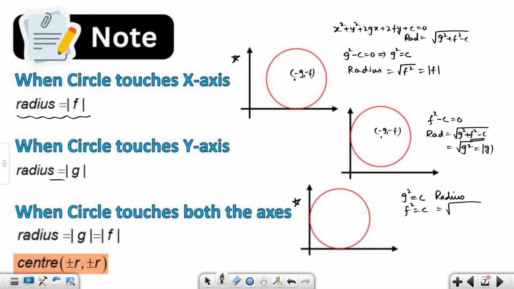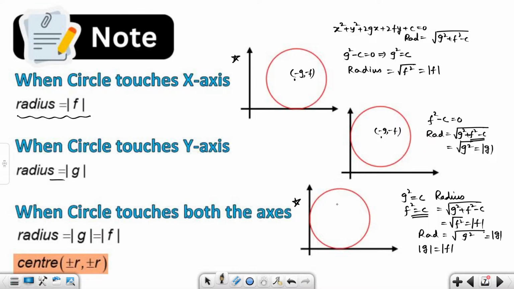Its radius will be root over of g square plus f square minus c. So if I take g square equals to c, we are getting the radius as root over of f square, which gives us mod of f. And if we take f square equals to c, then we are getting our radius as root over of f square minus c, which is 0. So it is coming to root over of g square, which gives us mod of g. Therefore, your mod of g and mod of f, they are all same.